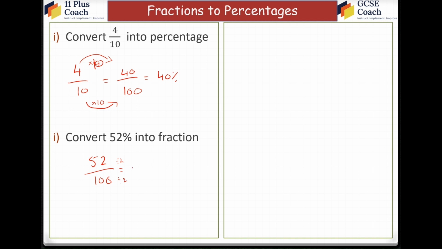And that will give me half of 52 is 26, and half of 100 is 50, so 26 out of 50. Can I simplify again? Of course, I can divide them both by 2 again, because they're both even numbers. So 26 divided by 2 is 13, and 50 divided by 2 is 25. I can't simplify that any further, because 13 is a prime number and 25 is not a multiple of 13. So the answer will be 13 over 25, which is 52% as a fraction.